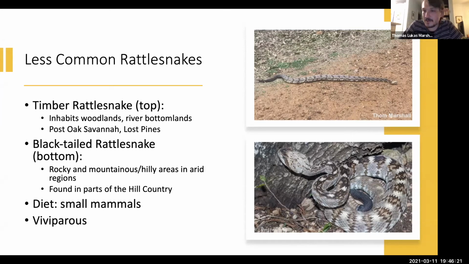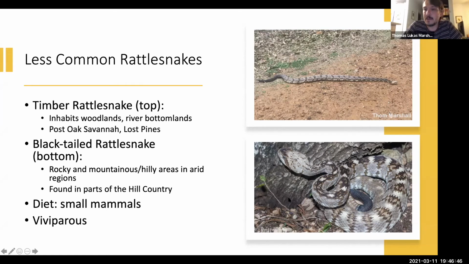The black-tailed rattlesnake is another fairly rare snake in Central Texas. These snakes are more common in arid habitats further west. They generally inhabit rocky and mountainous areas, and they are found in parts of the hill country though. So this snake at the bottom right was found near Wimberley last year.